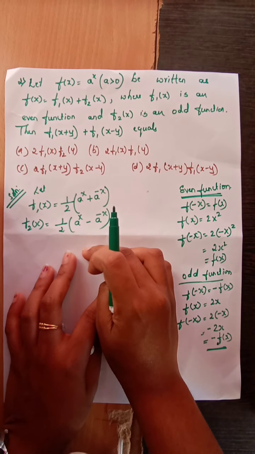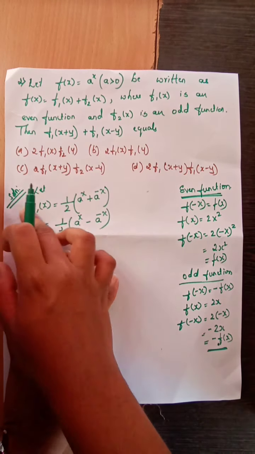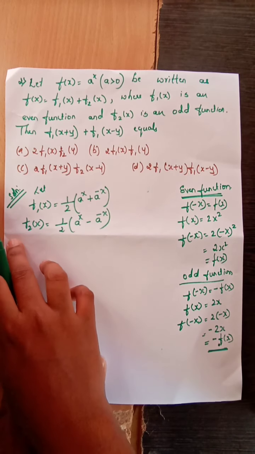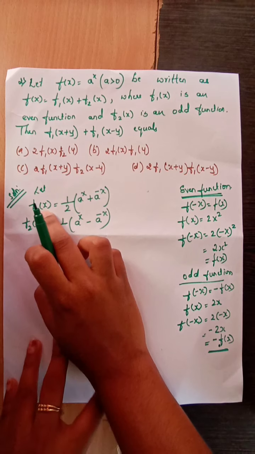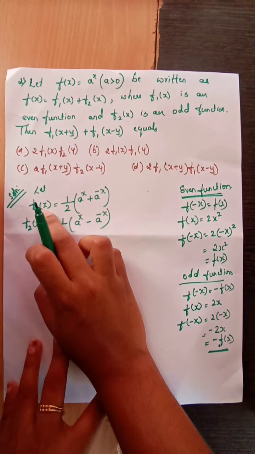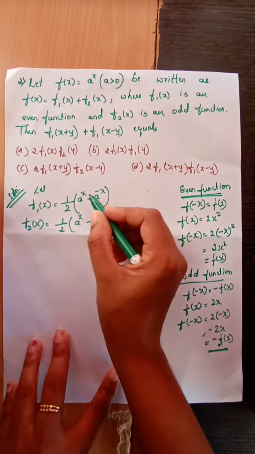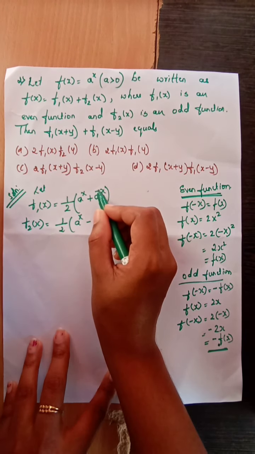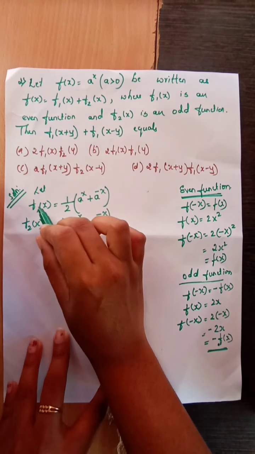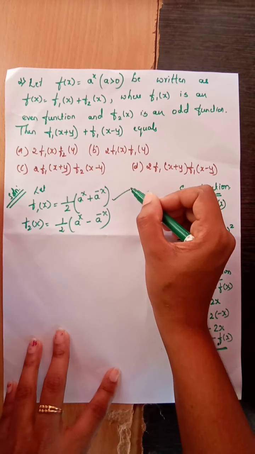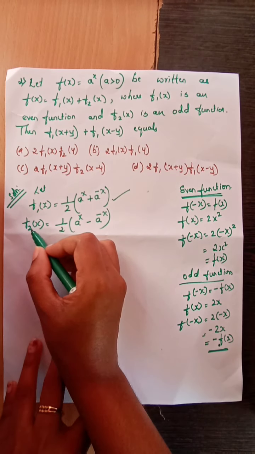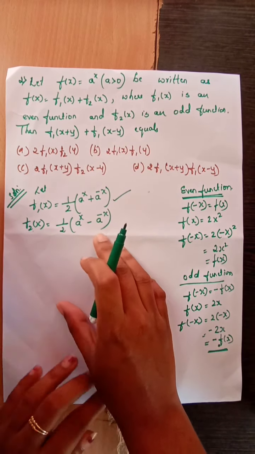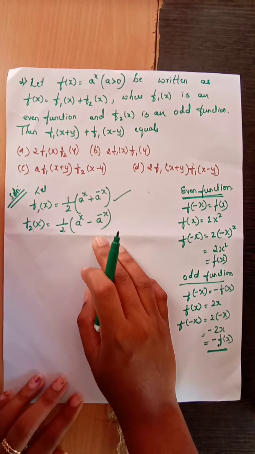One more condition which we have to verify is whether this first function f1 of x is an even function and f2 of x is an odd function. So how to check? In f1 of x, instead of x, substitute minus x. So what you'll get? You'll get a power minus x plus a power minus of minus x. Minus into minus is plus, which is again nothing but f1 of x. So clearly this is an even function. And if you put f2 of minus x, you'll get the negative sign, which means this is an odd function. Hope this was clear.